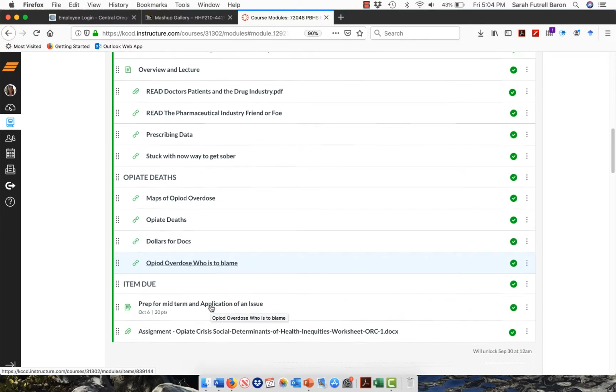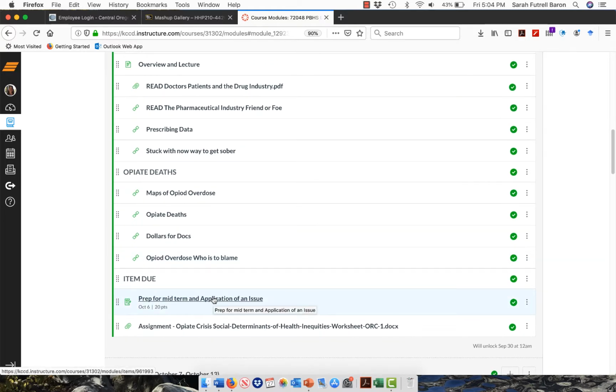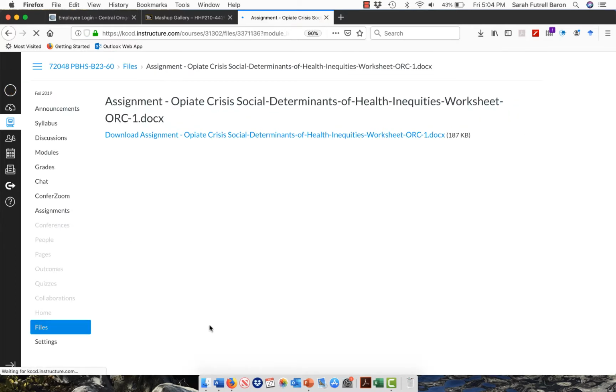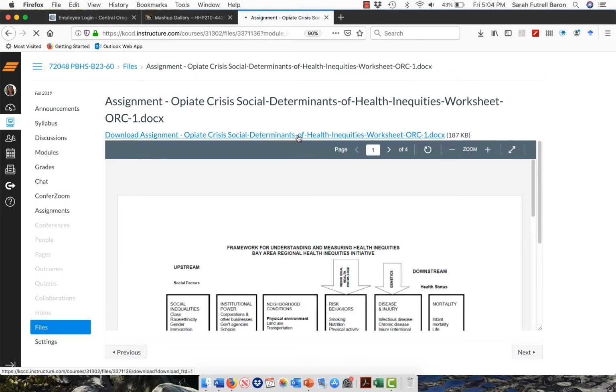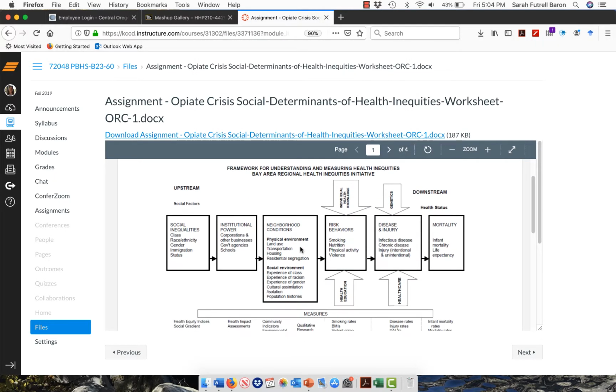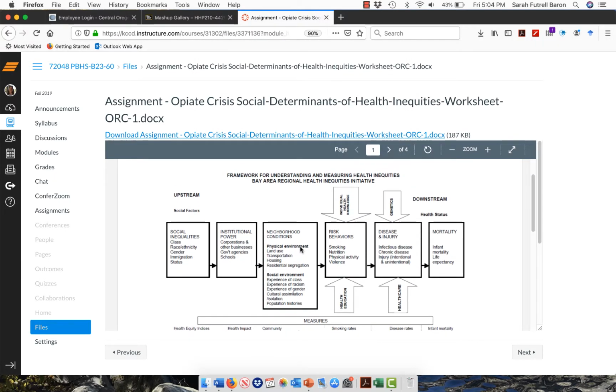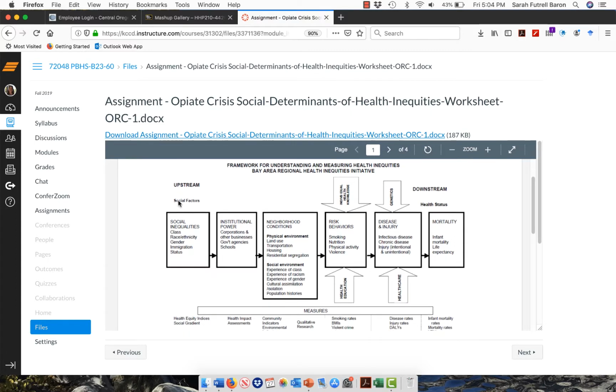So what I'd like you to do this week is take this worksheet right here, and I'm blowing this up so you can see it really well. It's the framework for understanding and measuring health inequities. You see the social factors, institutional power, neighborhood conditions. So start taking a look upstream from downstream with the opiates.